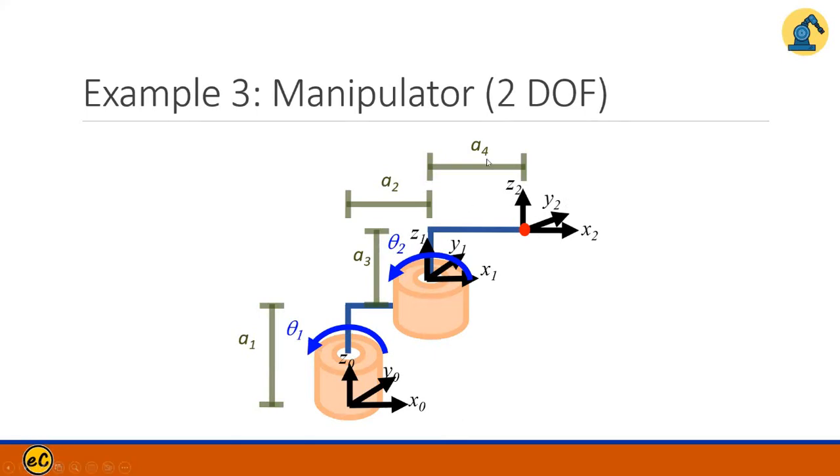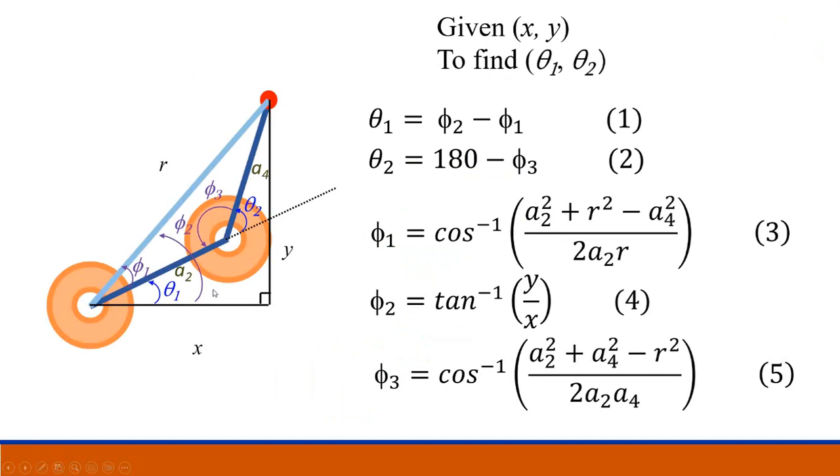Example number 3, if you have this second 2 degree of freedom one, you have two revolute joints. Your g at this moment would be A1 plus A3. And if you look at the top view, it's a planar manipulator with two revolute joints. You are given a certain x, y location here. R is solvable because it's x squared plus y squared. So R is also known.